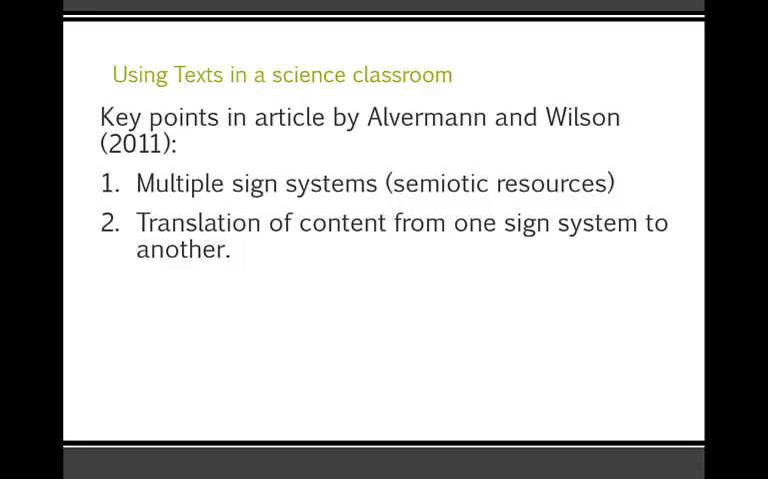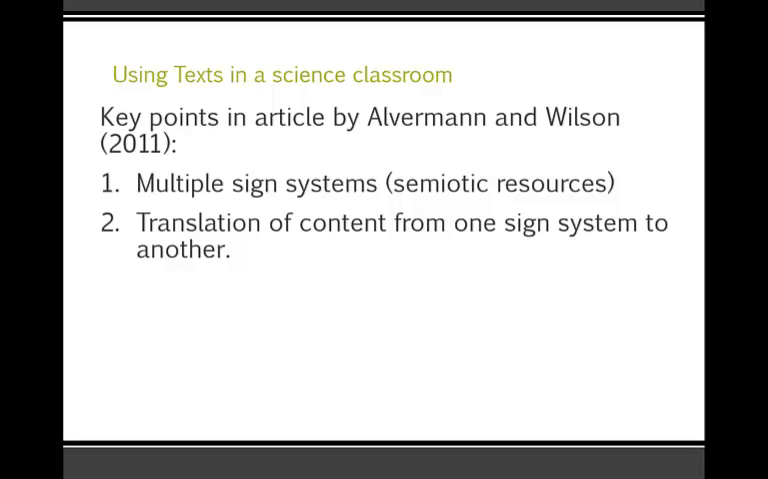The next one is translation of content from one sign system to another. So when I have my students doing a lab, they're taking in information one way, they're putting it back out to me another way. What is the impact of that? Especially when we think about really little kids and how hard it is for them to take the information that they've taken in visually through a pictorial sign system and put it out into a word sign system, that's a real challenge that kids have.